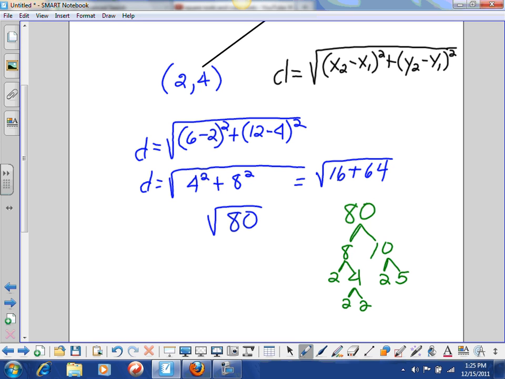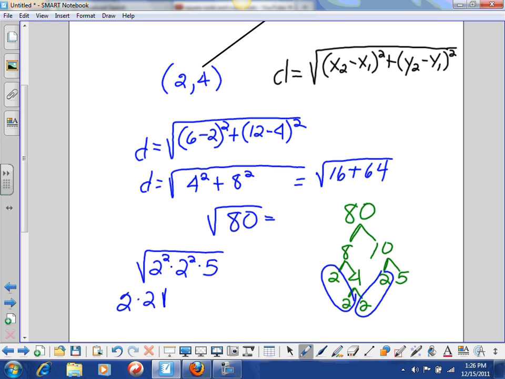So now we know the square root of 80 is actually equal to the square root, and we're going to remember, put these in groups of 2 because squares and square roots cancel out. So I've got 2 squared times 2 squared times 5. So I move my square and square root out. My first one that comes on the outside is a 2. The second 2 comes out. Our remainder that's left is root 5. So the distance of that line segment is 4 root 5.